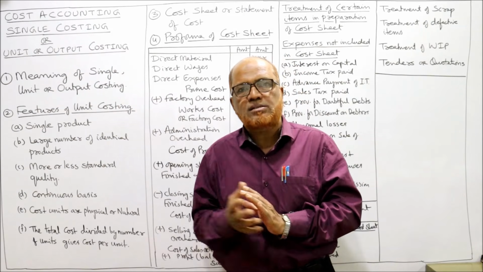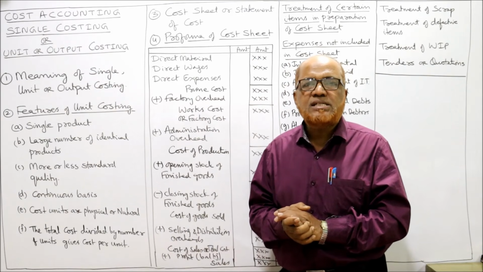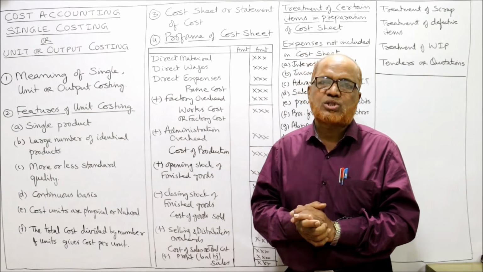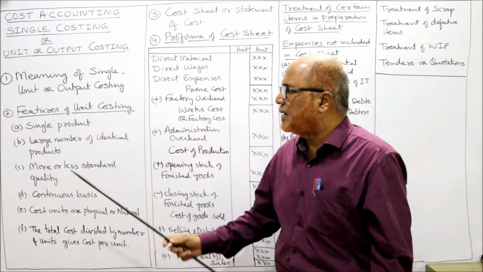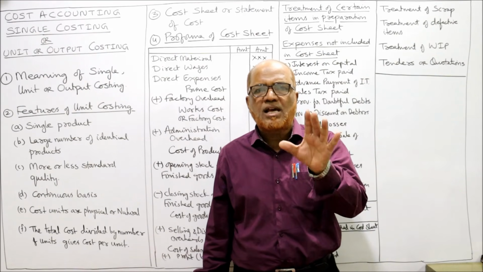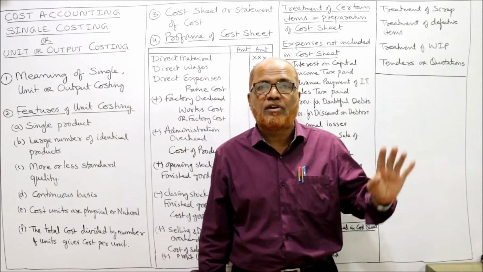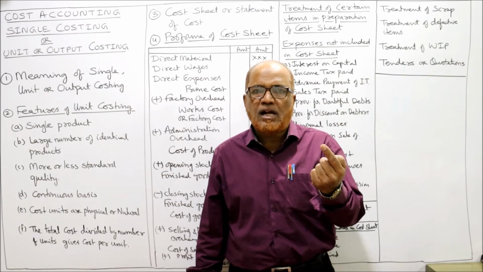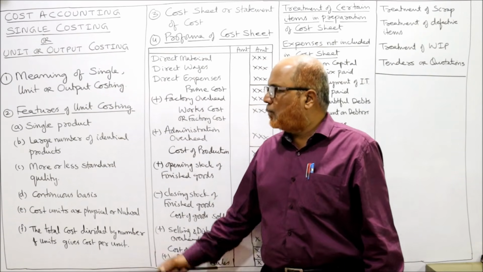All these are industries where this method of costing will be applied because identical products are produced on a continuous basis. Now I am going to explain the features of the industries where this method of costing will be applied. The first feature is a single product. Normally the industry produces a single product or only a few products, not a huge number of different products. Only then can we apply single costing or unit or output costing.